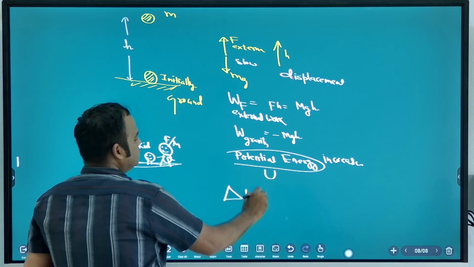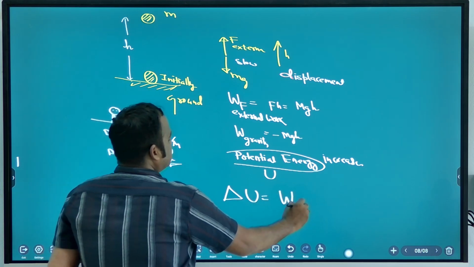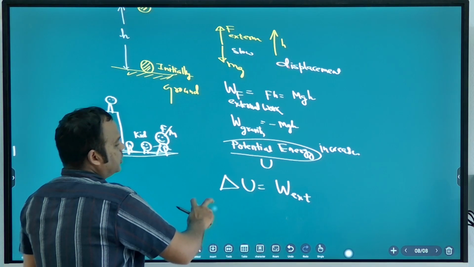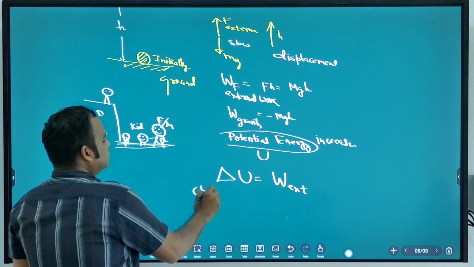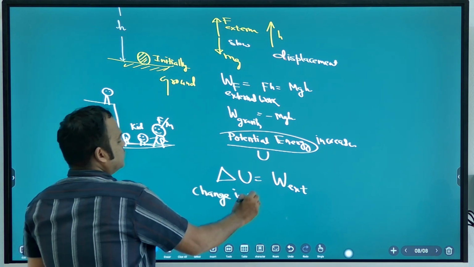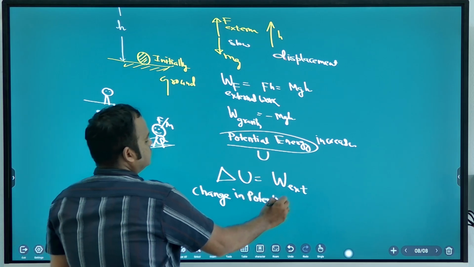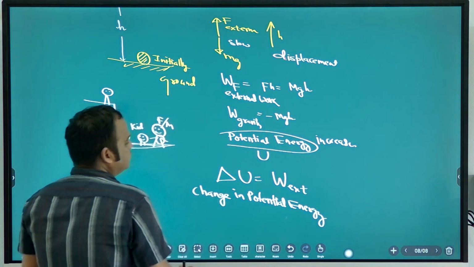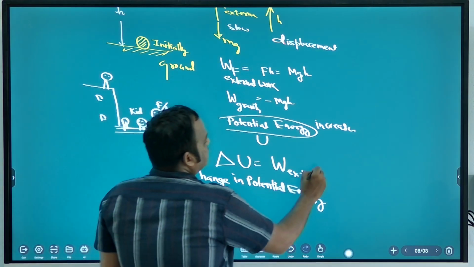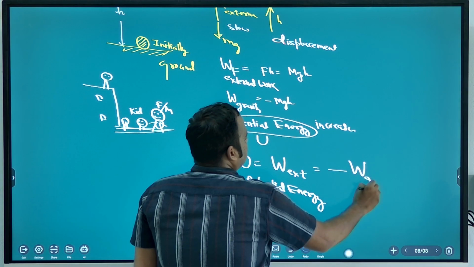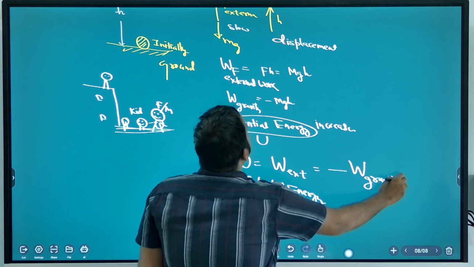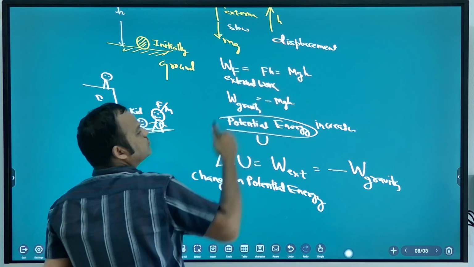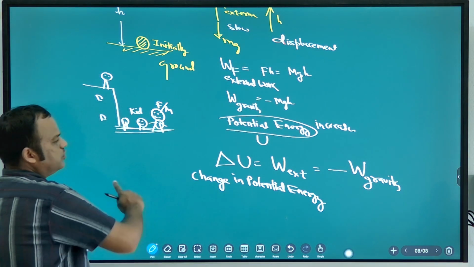Delta U is equal to external work done. Now I am giving the formula. Note down. What is delta U? Change in potential energy. Change in potential energy is equal to W external, and W external can be written as minus of work done by gravity, because you know in this example work done by gravity is minus mgh. What is the actual work done? Plus mgh. So remember this formula.